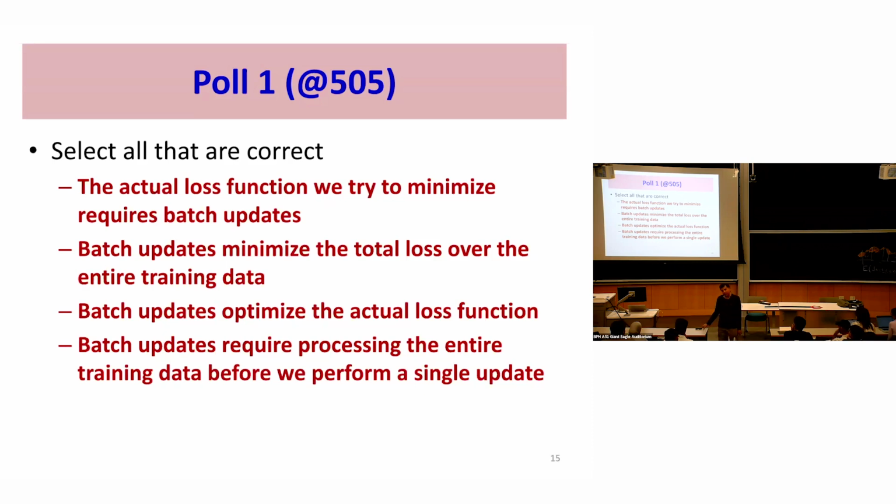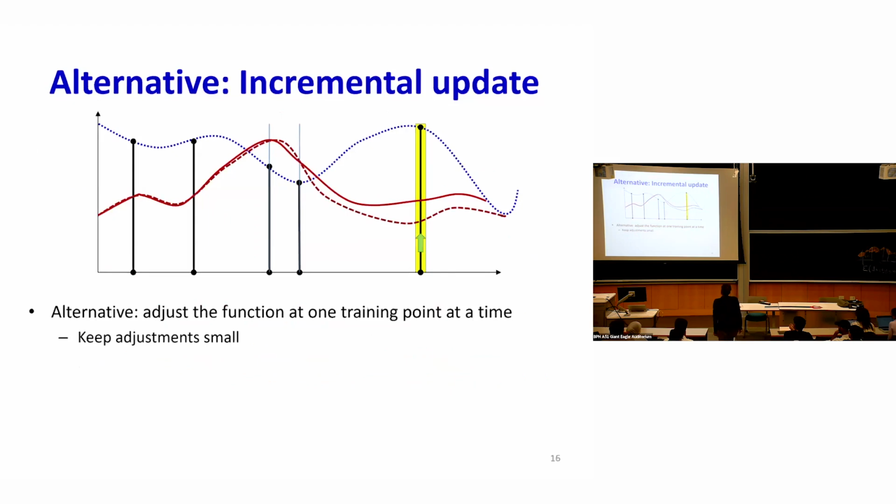And you have to be really skillful at making sure that you make all of these adjustments. And what is the key to doing that? If you're going to do this, just poking your putty one place at a time, you make those adjustments really small. You have to be very, very careful. And so that's basically what we will do. You're going to adjust the function at one training point at a time, keeping the adjustment small.